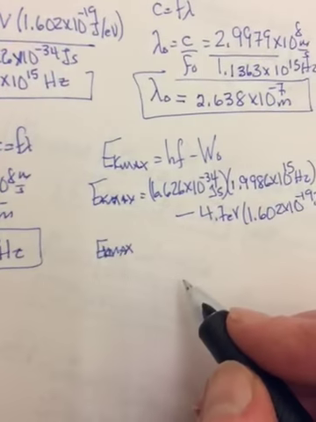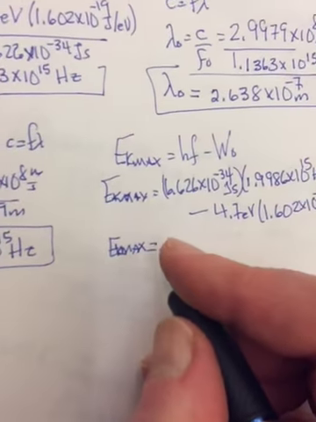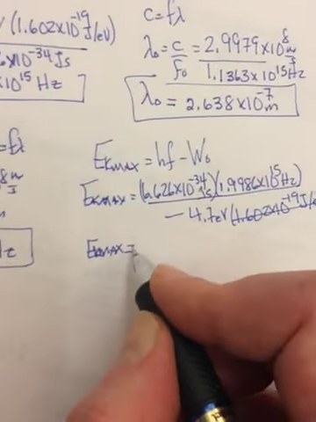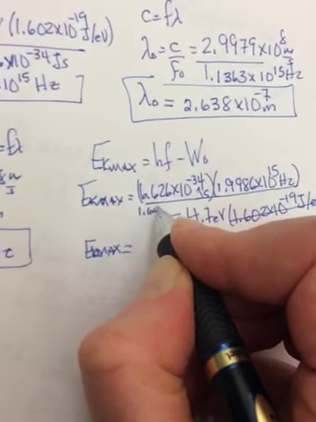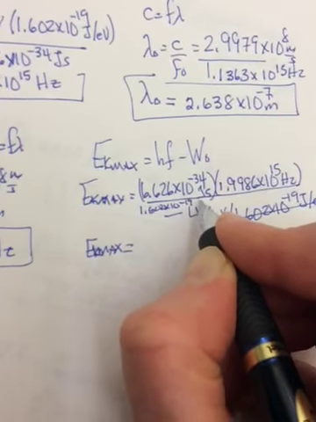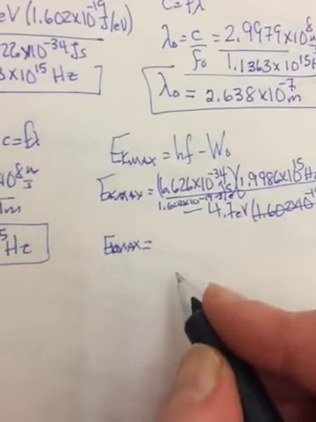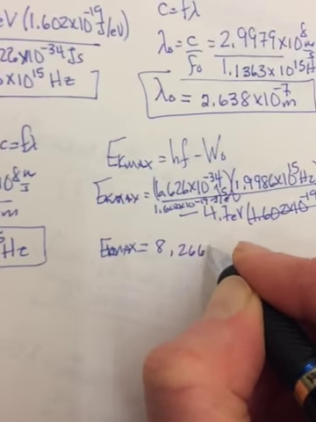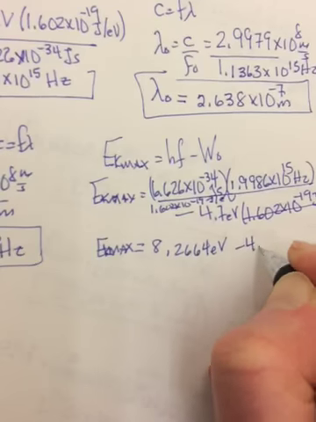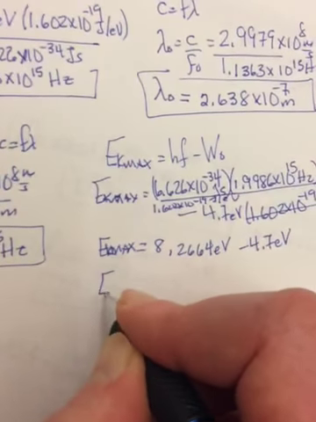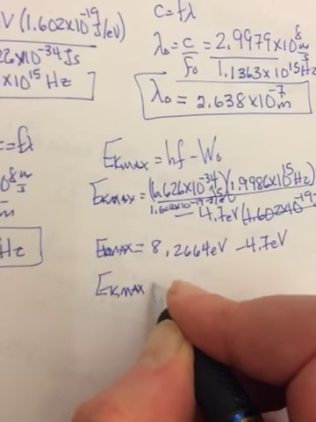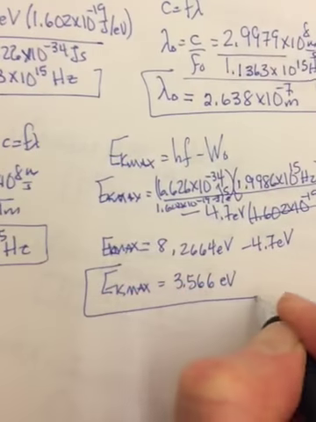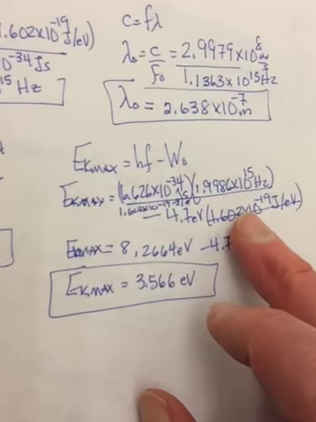Oh, I should have switched the other one to electron volts though, because it's asking for it in electron volts. So scratch this and divide this one by 1.602 times 10 to the negative 19 joules per electron volt. And when you do that, the first term is 8.2664 electron volts minus 4.7 electron volts. You should end up with an EK max of 3.566 electron volts.